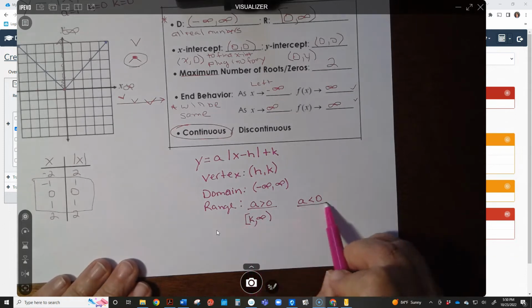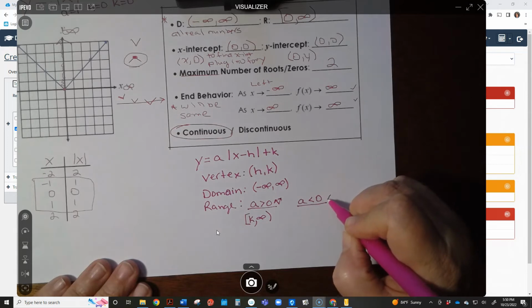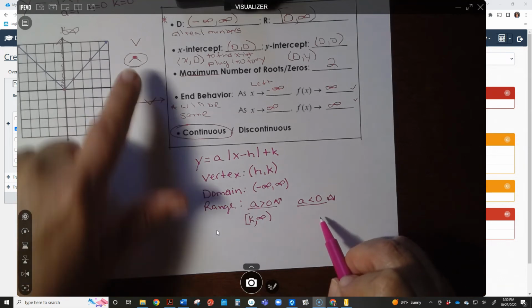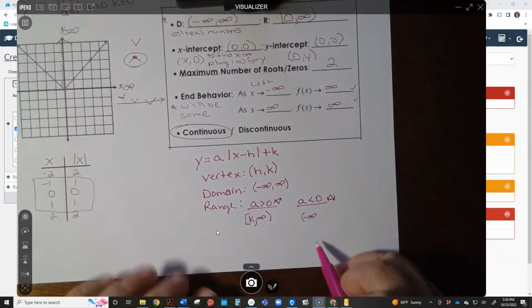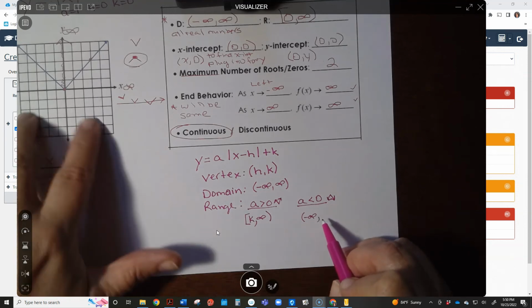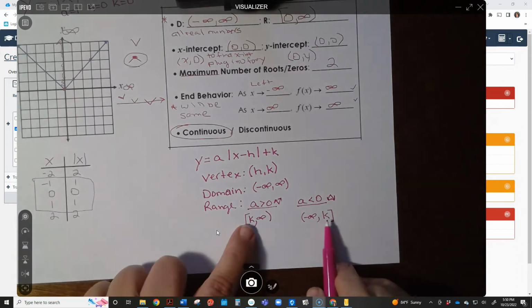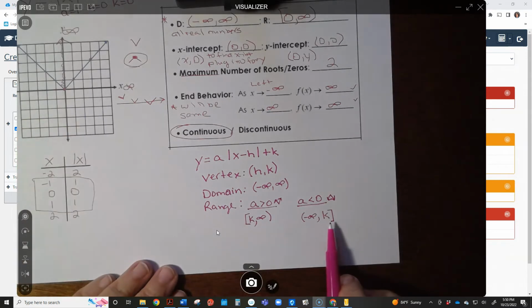If your a value is negative, the graph looks like this. This means your absolute value graph is opening down. When your absolute value graph opens down, your range is going to start at negative infinity, because the two ends are going to be down here. It's going to start at negative infinity, and it's going to go up until it gets to the highest point, which is going to be your k value. It's always going to include k, because k is the point at the vertex, so it is going to include it.